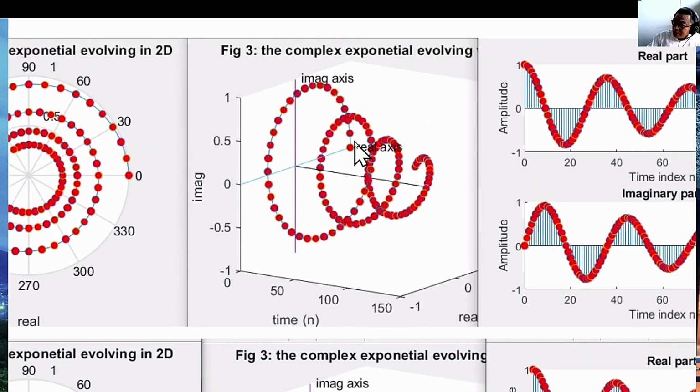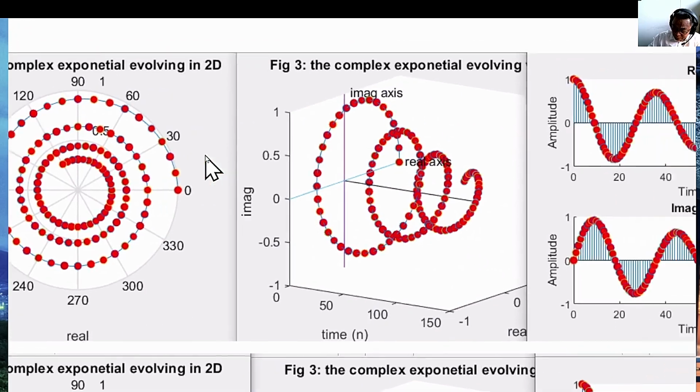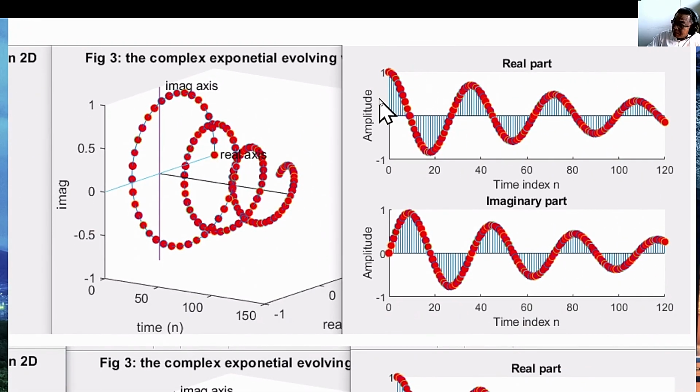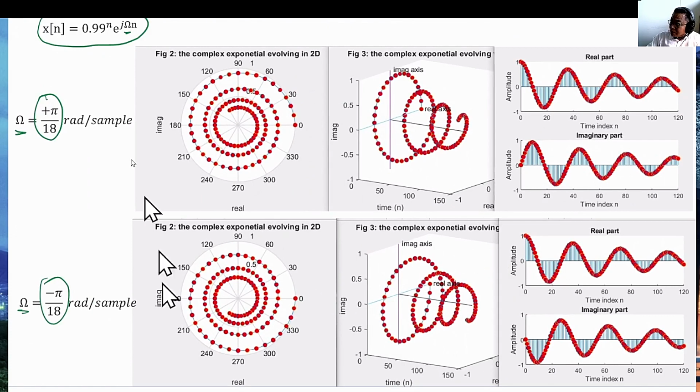So here you can see the three-dimensional complex exponential. Here you see the two-dimensional complex exponential, and here you see the plotting of real versus the imaginary across different time. So how does the positive or the negative omega change the rotation? You can study it from the real and imaginary part of these two diagrams. On the top is positive radian per sample. On the bottom is negative radian per sample.